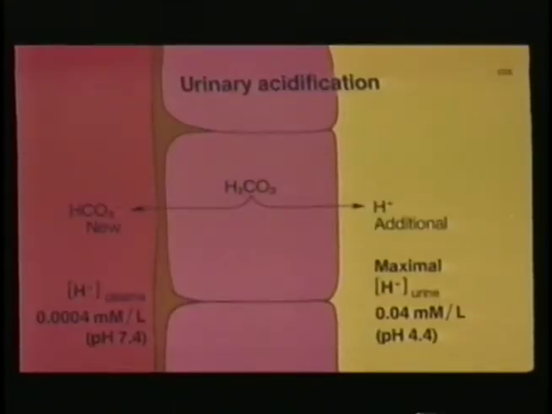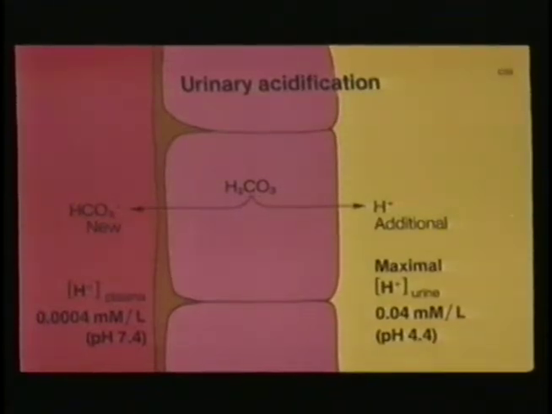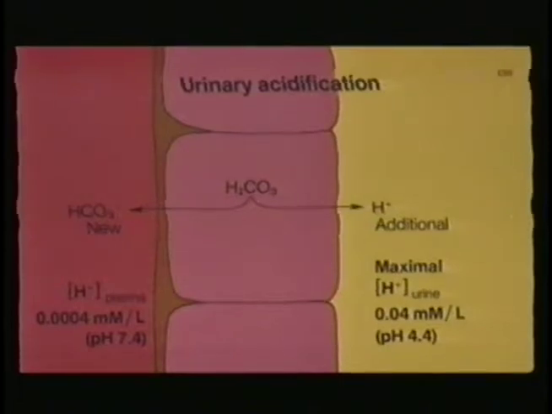55. A small but physiologically critical fraction of these hydrogen ions remain in solution and increase the urinary hydrogen ion concentration. In man, maximal urinary hydrogen ion concentration is approximately 0.04 millimoles per liter, which corresponds to a urinary pH of 4.4. Even though this represents a 1,000-fold increase in hydrogen ion concentration over that in plasma, only a trivial amount of hydrogen ion can escape into the urine as such.